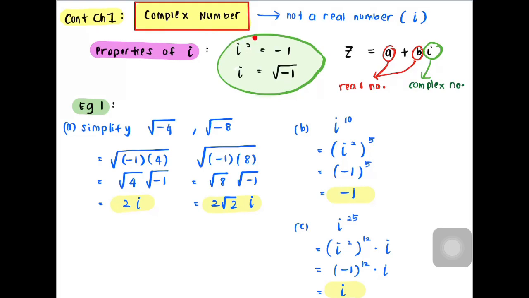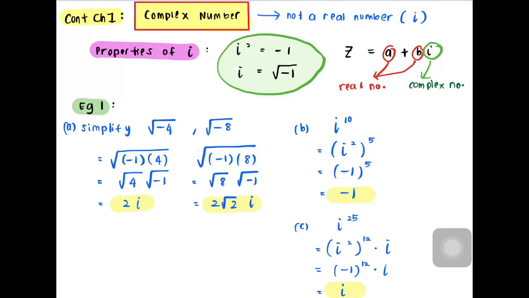Next, when you square it, i squared, when you take the power of 2 here, it will become minus 1. So after this, whenever you see i squared, you can straight away change it to minus 1, because it's not a complex number anymore. It is a real number, minus 1.